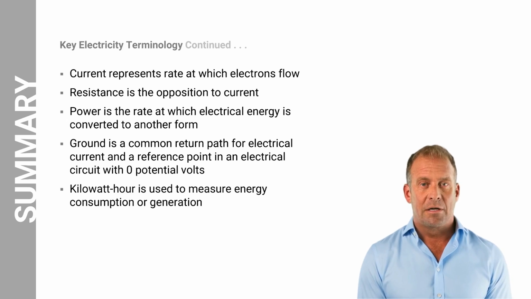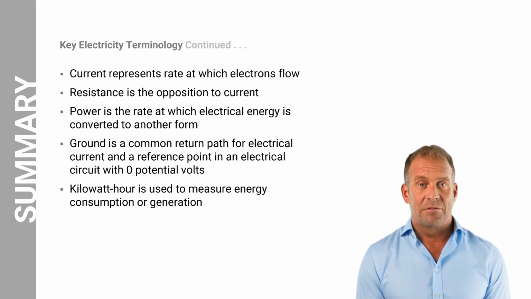Current is the rate at which electrons flow through a conductor. It is measured in amperes, A, which is the number of electrons that flow past a point in 1 second. Resistance is the opposition encountered by electric current in a circuit, caused by various factors like the material's properties. It is measured in ohms, omega. The higher the resistance, the more difficult it is for the current to flow.